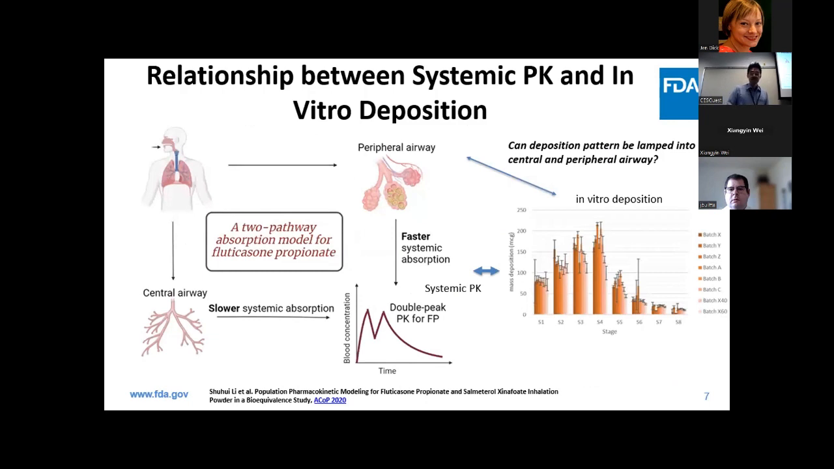And then we also have another grant where we're looking to build up the model using, for example, budesonide, and this budesonide has a double peak.